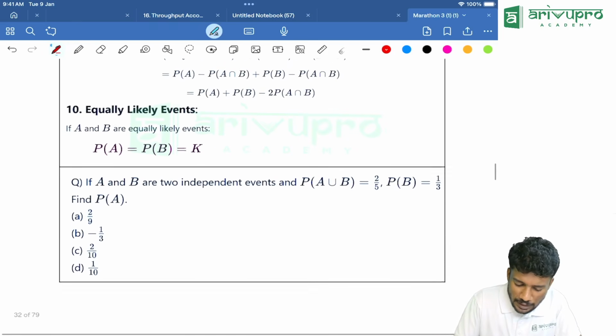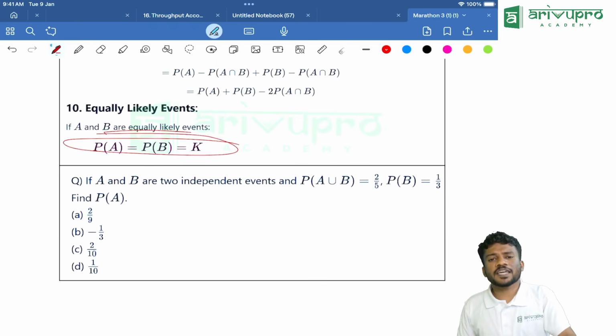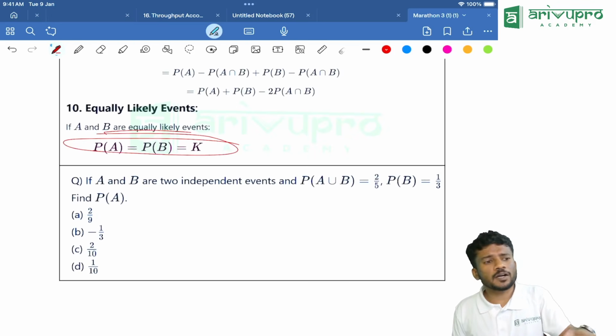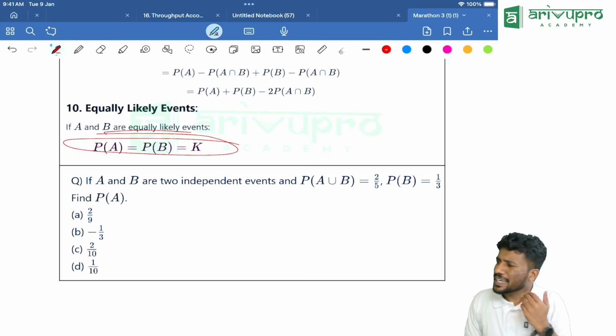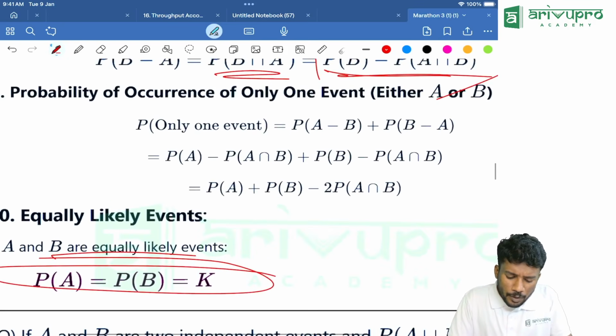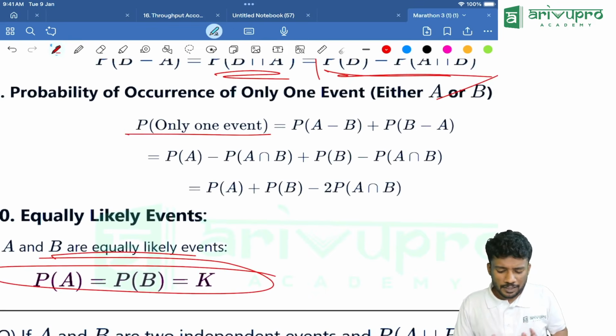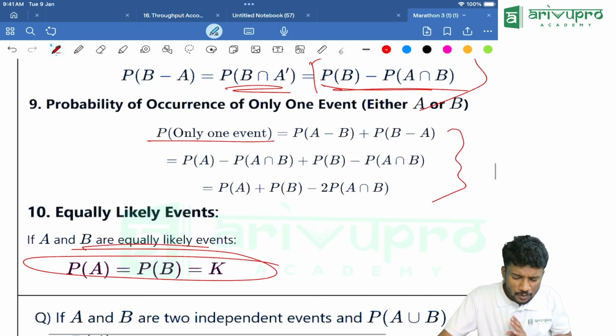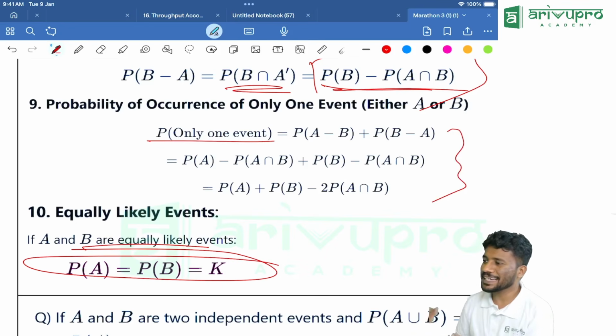Now, equally likely events. When probability of A is equal to probability of B is equal to a constant value, it is called what? Equally likely events. Now, probability of only one event occurring. This and all equation is not that important. We will solve it in a completely different manner.